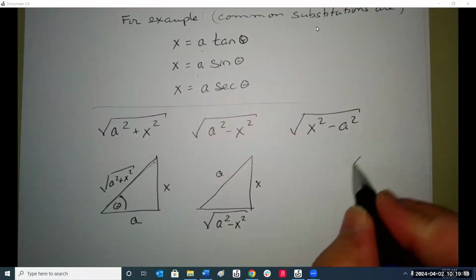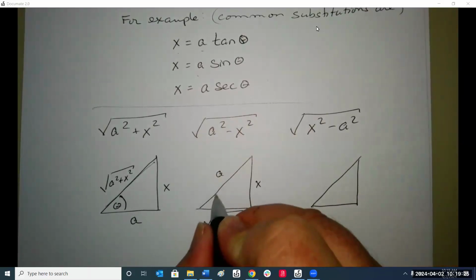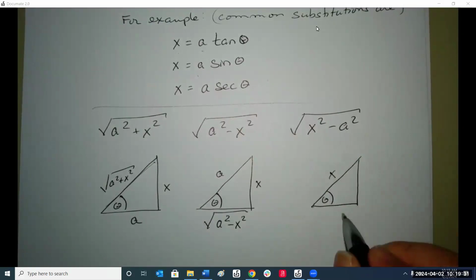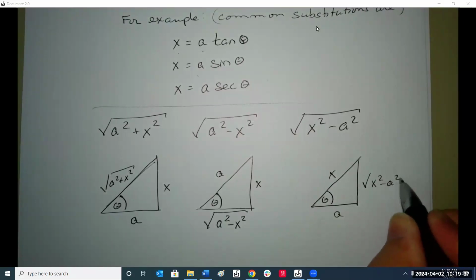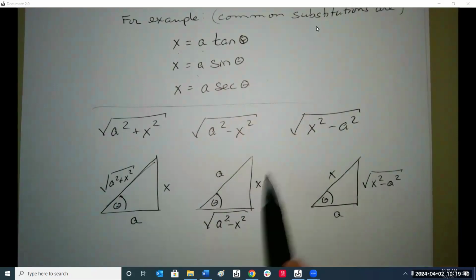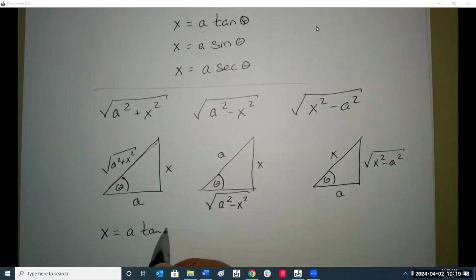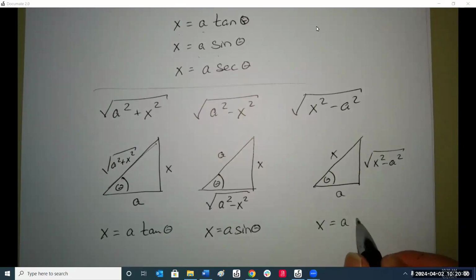And lastly, we have this, where again, these are angles theta. So if this is our x, then this is our adjacent side. Then we're looking at the square root of x squared minus a squared. So now how do these relate to those? We'll use this when we transform to the tangent function. We'll use this one when we do the sine function of theta. And then this one is the secant function.